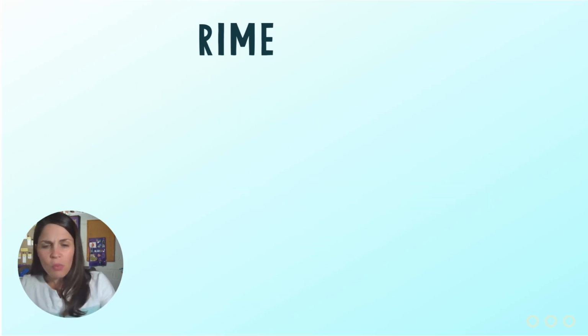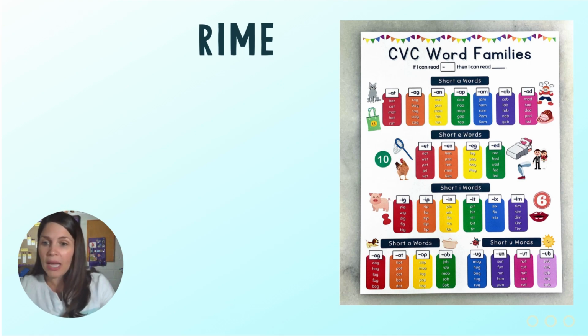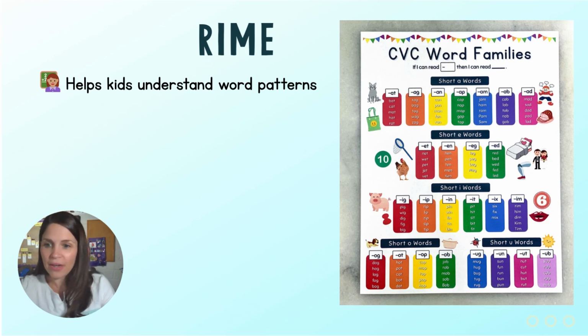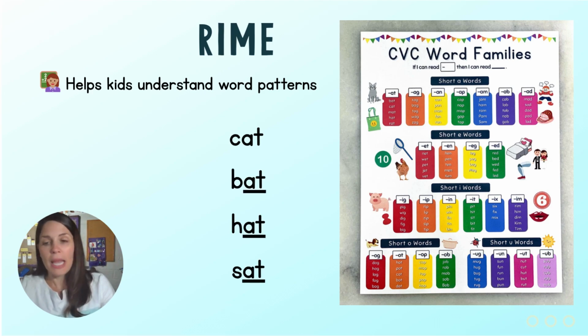So why are these types of rhyme important? Well, understanding rimes helps students recognize word patterns. So when kids can read words like cat, then they can more easily read similar words that share the same patterns, like bat, hat, and sat. That's because they've learned to recognize the rime at, right? So this is really helpful, especially for our young learners, to be able to apply to their reading knowledge.